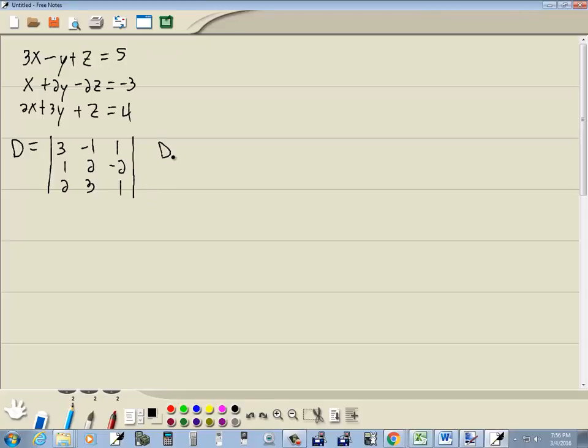Okay, then we're going to have d sub x. Now, just in general, this is our x column, this is our y column, and this is our z column. D sub x, we're going to replace our x column with the numbers on the right side. So this will be 5, negative 3, and 4. And the other two columns remain as is.